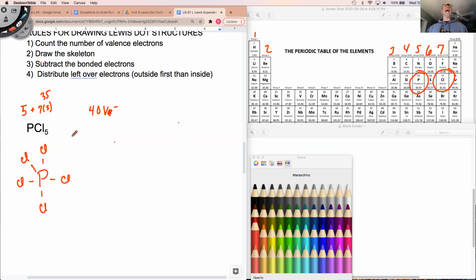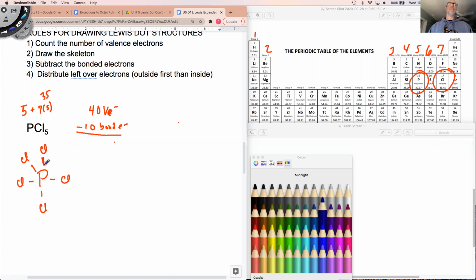So how many valence electrons do we get to use on this whole problem? That's right, we get to use 40. Now, how many electrons have we already used in our bonds? Remember, there's 2 electrons in each bond. That's right, we've used 10. So we're going to subtract out 10 bonded electrons, because we get to use 40. We've already used 10. Mr. P, wait, what? That's okay.